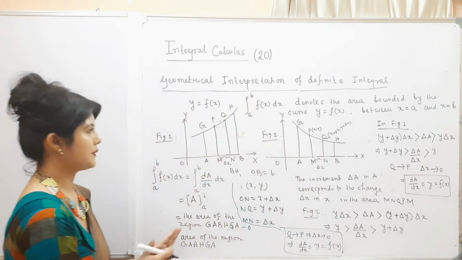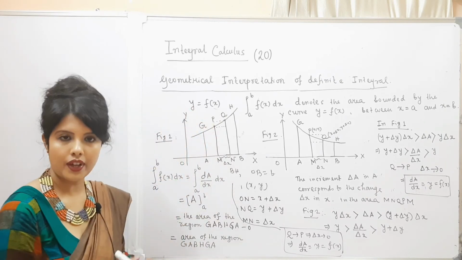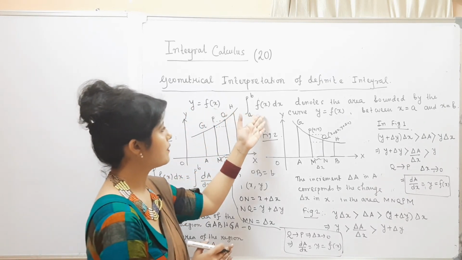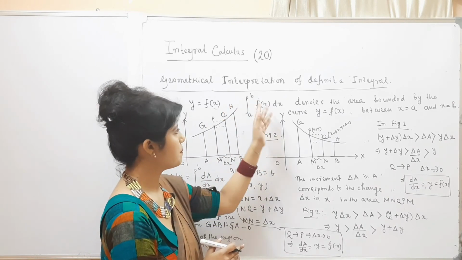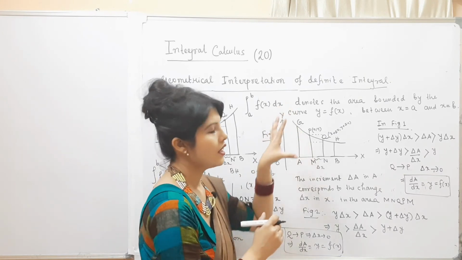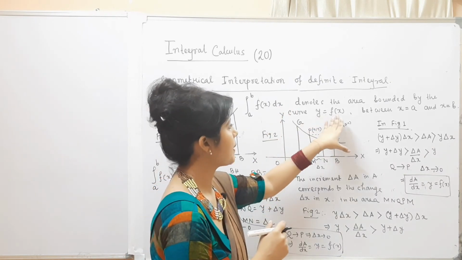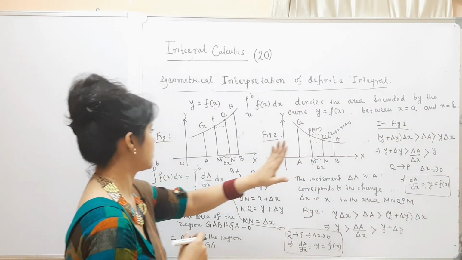Now I am going to explain. So what was the problem? That is the function y equal to f of x, and you have to integrate it between a to b, and you have to show that it denotes the area bounded by the curve y equal to f of x between x equal to a and x equal to b.